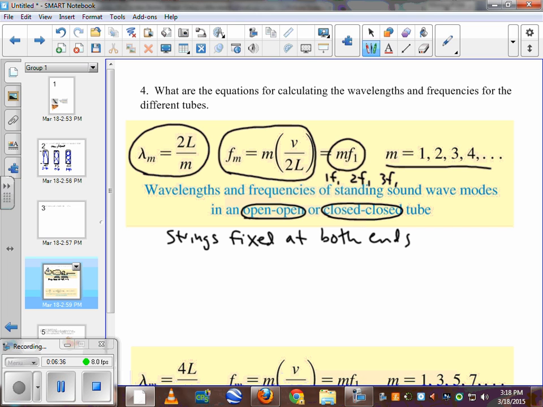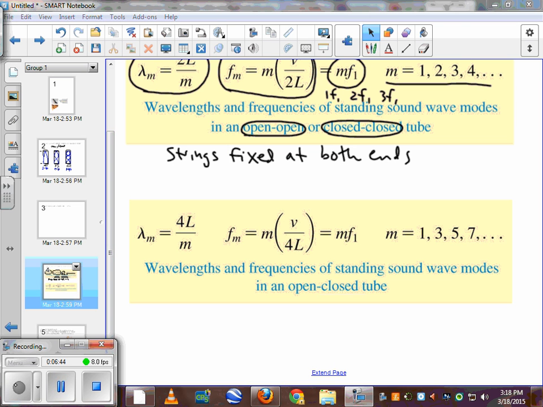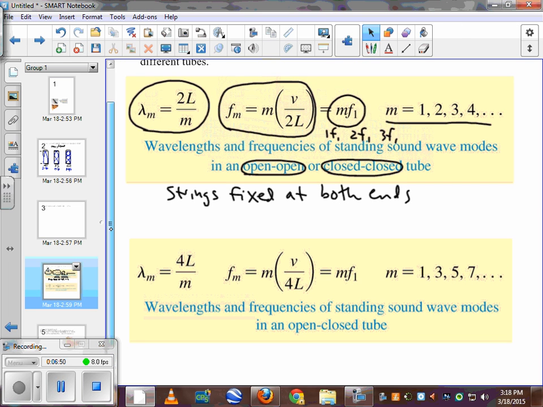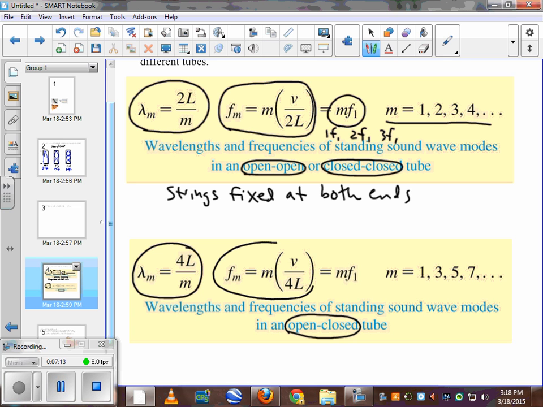Now we can take a look at the equations for the last type of tube, the open-closed tube. Here, you notice the equations are a little bit different. Let me scroll up so we can compare. Instead of wavelength being 2L over M, wavelength equals 4L over M, because the first harmonic has a quarter wavelength instead of the half wavelength. Remember, this is for open-closed tubes. The frequency equals M times V over 4L, not V over 2L. That's for finding the frequency of the different harmonics.